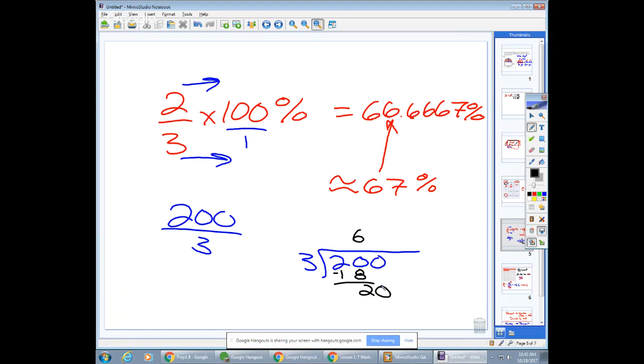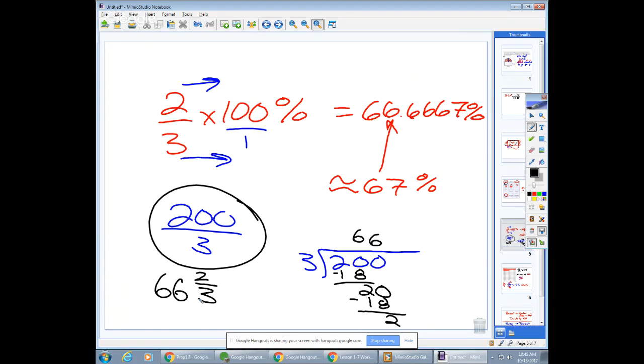Which means I'm going to get 6s forever as I do this, because it's going to keep giving me a 20 and another 20, right? So I can kind of see it starting to come, 6 times 18, subtract, 2 remainder. So if I just pause right there, it says this division right here is 66 2/3 percent. So it is possible to state it exactly by just doing division.